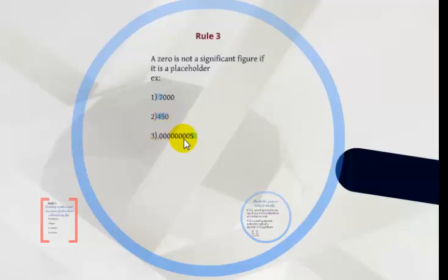Then we also have placeholders in numbers that are smaller than 1. All of these zeros are placeholders. So they are not significant. Important, yes, but not significant. Here you have 1 sig fig. Okay.